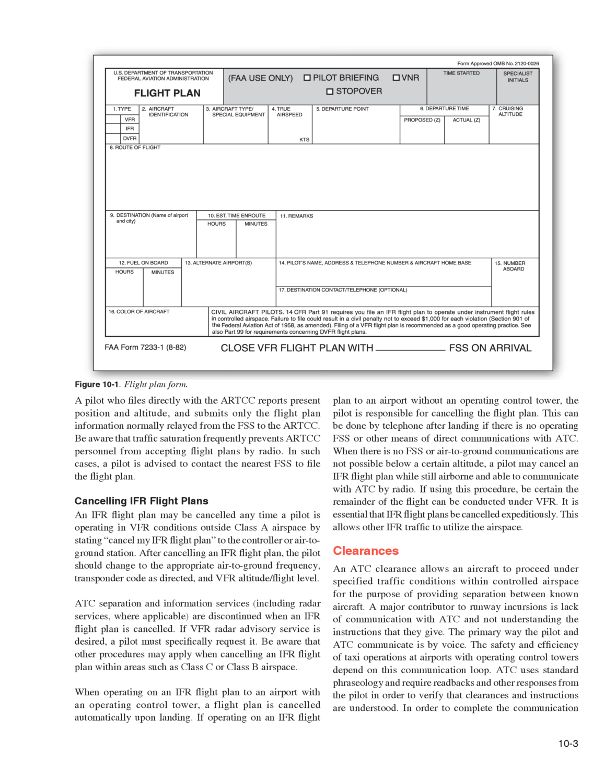Canceling IFR flight plans. An IFR flight plan may be cancelled anytime a pilot is operating in VFR conditions outside Class A airspace by stating "Cancel my IFR flight plan" to the controller or air-to-ground station. After cancelling an IFR flight plan, the pilot should change to the appropriate air-to-ground frequency, transponder code as directed, and VFR altitude/flight level. ATC separation and information services, including radar services, where applicable, are discontinued when an IFR flight plan is cancelled. If VFR radar advisory service is desired, a pilot must specifically request it.